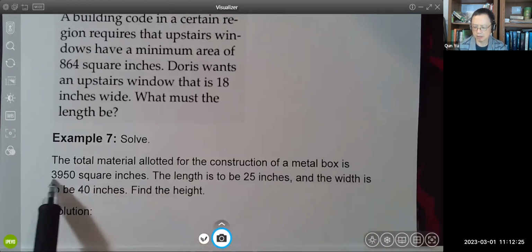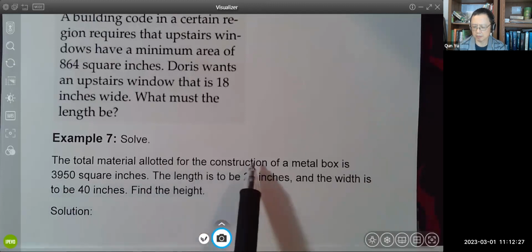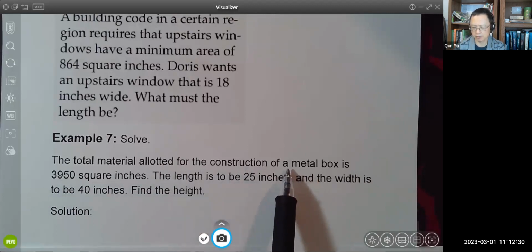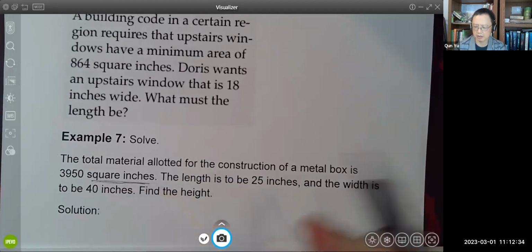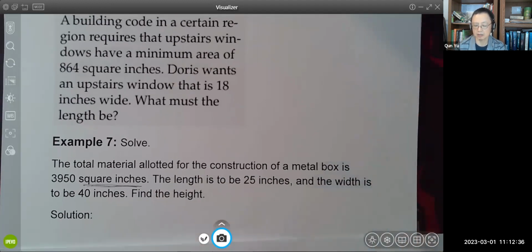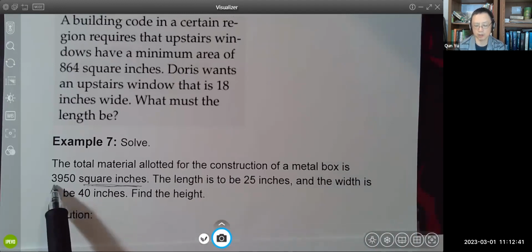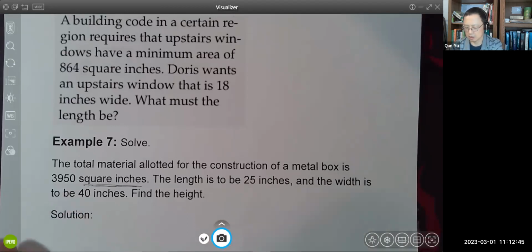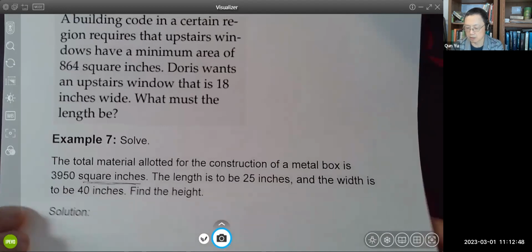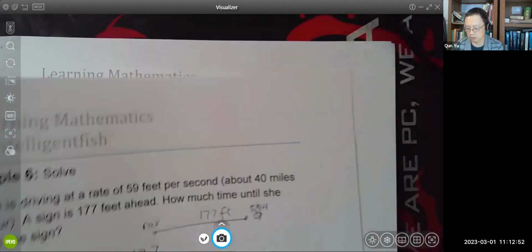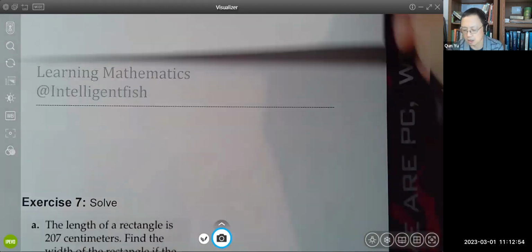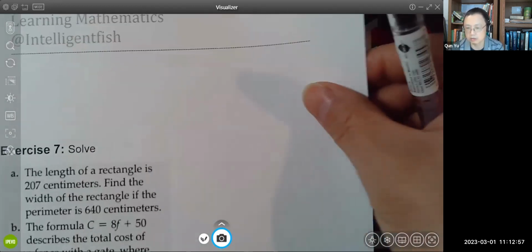We are given this total amount of metal for this metal box in square inches. In other words, we are given the surface area for that box to be built. It's not a volume, okay? Surface area. So let me see if there's enough room. Yeah, we have room on the next page. So I'm going to draw this box just to illustrate how we can set up an equation to solve it.